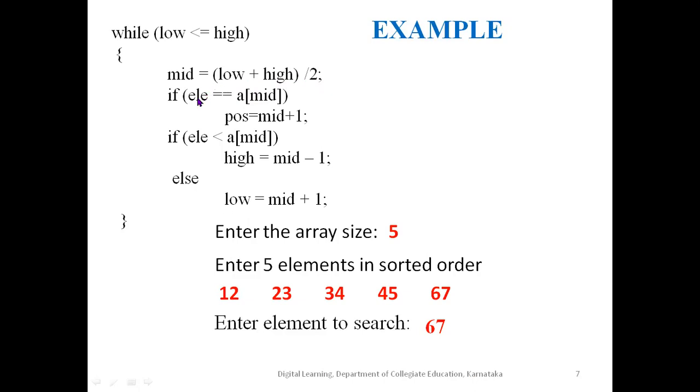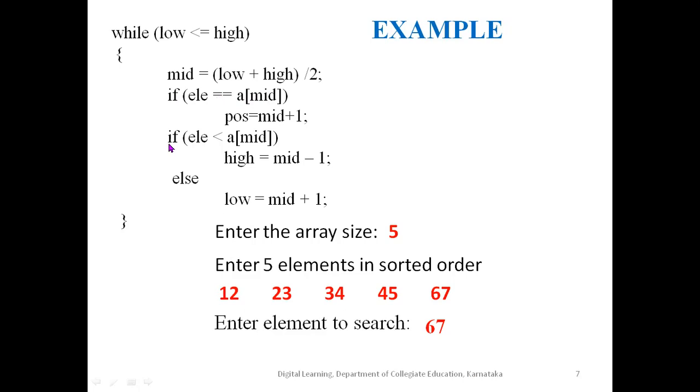After that statement, we have a decision making statement, that is the if statement. So we check here if element is equal to A of mid, which means element is 67 and A of mid, that is A of 2. So A of 2 we have 34. So it is not true. Element, which is 67, is not equal to 34. So this statement is not true.